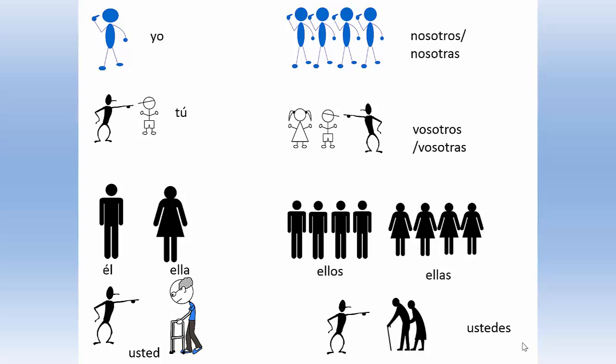Nosotros or nosotras, we. Vosotros or vosotras, that's the plural informal you. Ellos, they, masculine or mixed masculine, feminine. Ellas, they, feminine. That's a group of women saying they. Ustedes, the plural formal you.